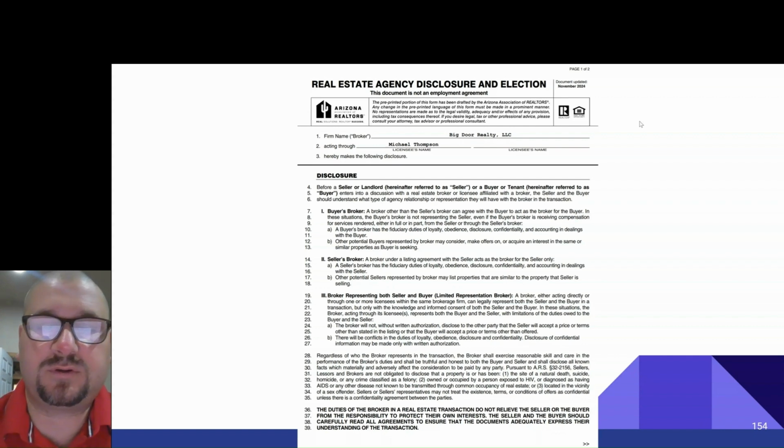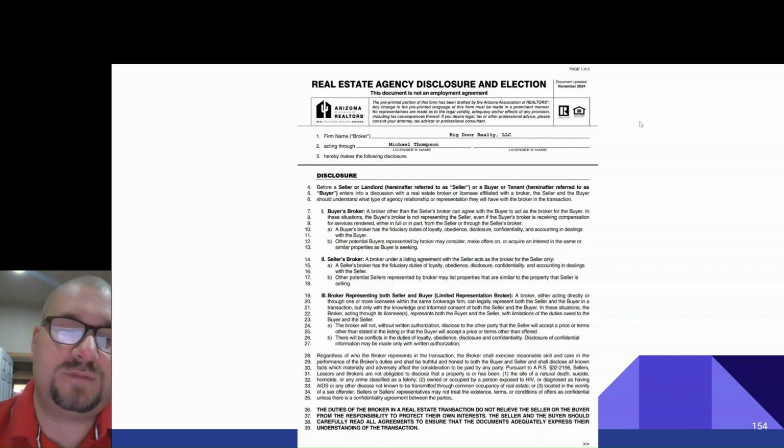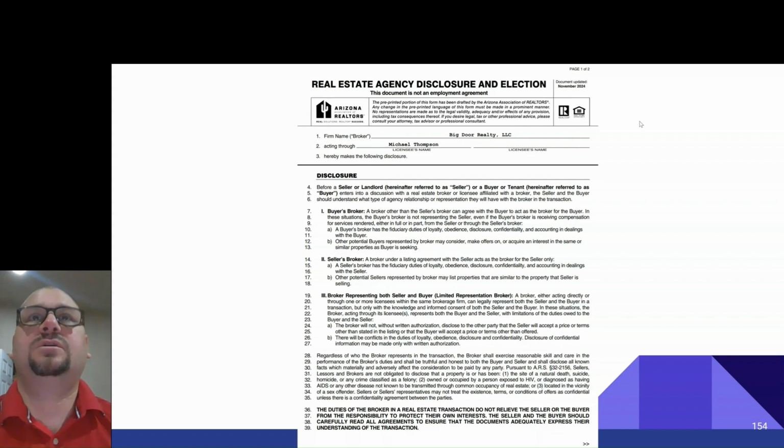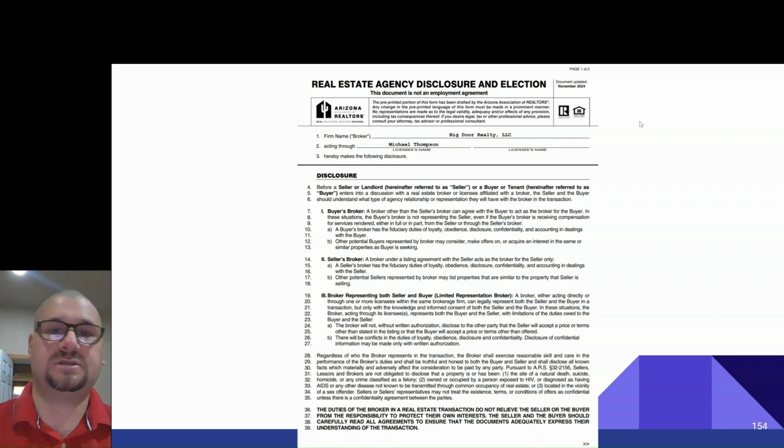The duties of the broker in a real estate transaction do not relieve the seller or the buyer from the responsibility to protect their own interests. The seller and the buyer should carefully read all agreements to ensure that the documents adequately express their understanding of the transaction. So, I mean, this goes again, protect yourself at all times. You are going to use a broker or a realtor to help you in the transaction, but you still need to know and read all the documents and understand all the documents. Be of sound mind.